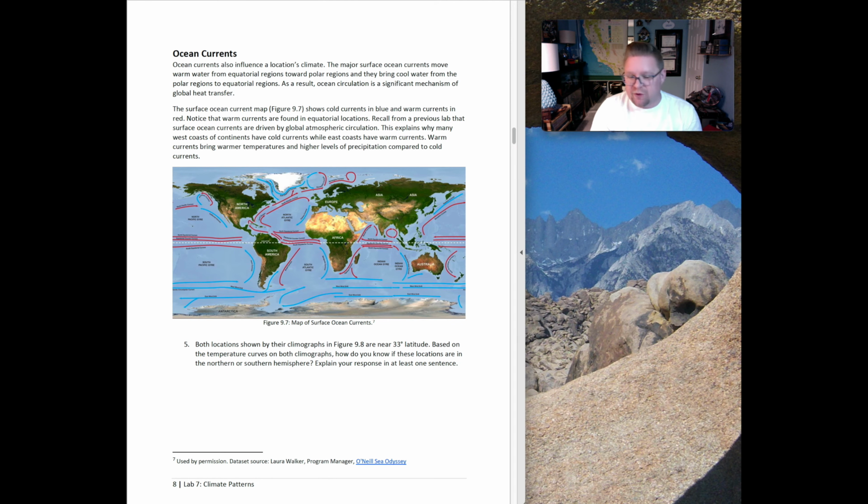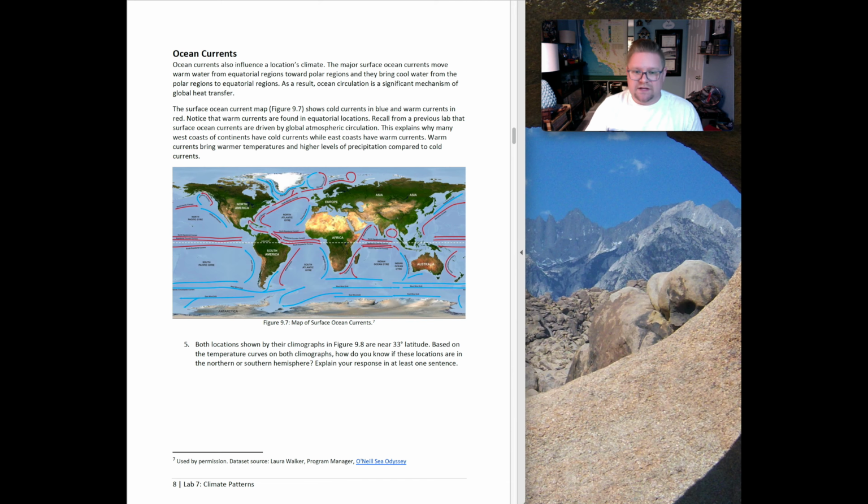So here we have a beautiful diagram, figure 9.7, the map of the surface ocean currents. If you just want to very simplistically look at this diagram, you can see the blue and red. Blue is colder water, red is warmer water. Warmer equatorial, blue versus polar. Look at the mixing and how that occurs. That mixing is really working towards equilibrium. It's so important that this occurs.